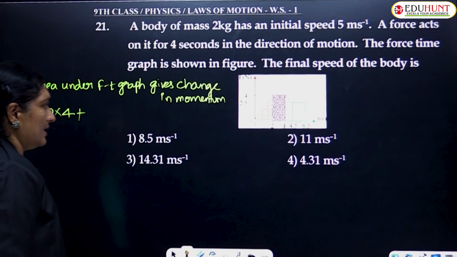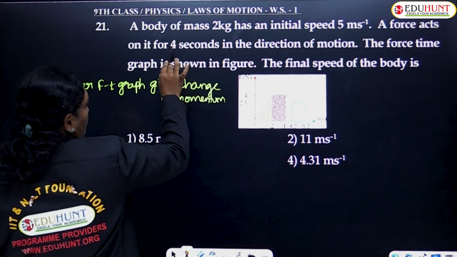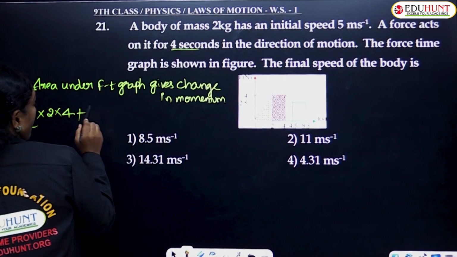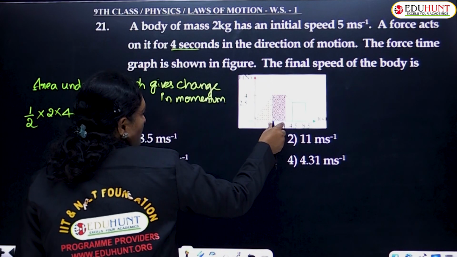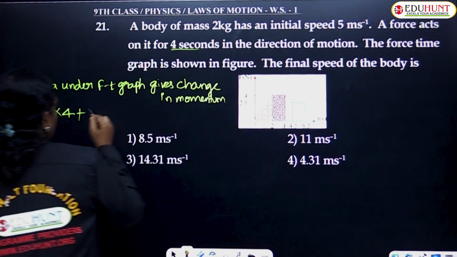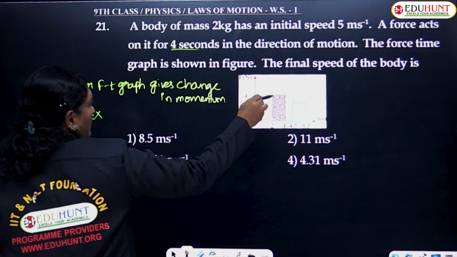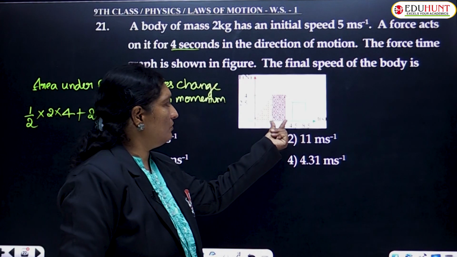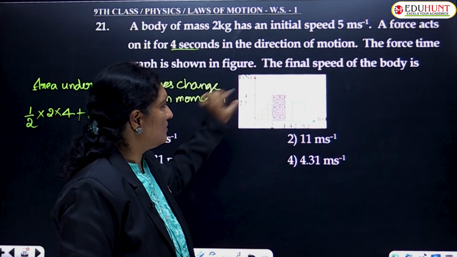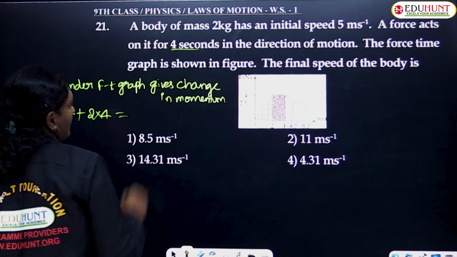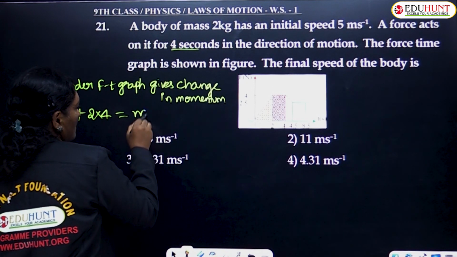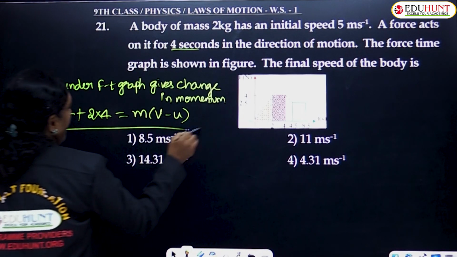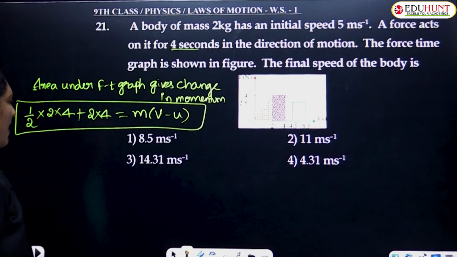Now coming to the second area, up to 4 seconds. This is of rectangular form. For a rectangle, length into breadth. From 2 to 4, what is the length, children? 4 minus 2 is 2. So 2 seconds into height. Height is taken as 4 newtons. So 2 into 4. This portion is 2, and this portion is 4. So the total area must be equal to change in momentum. Change in momentum means mass into V minus U. So based on this formula, you have to solve for the required value.